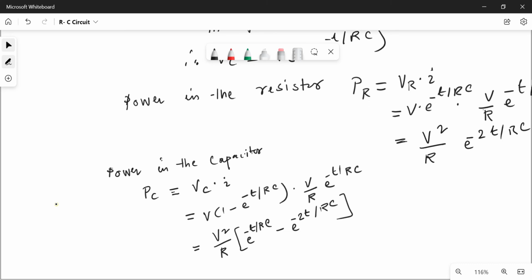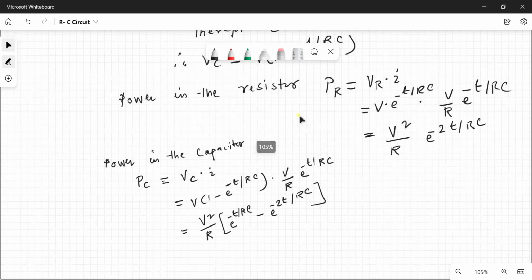So that's all about the RC circuit, transient response of RC circuits.